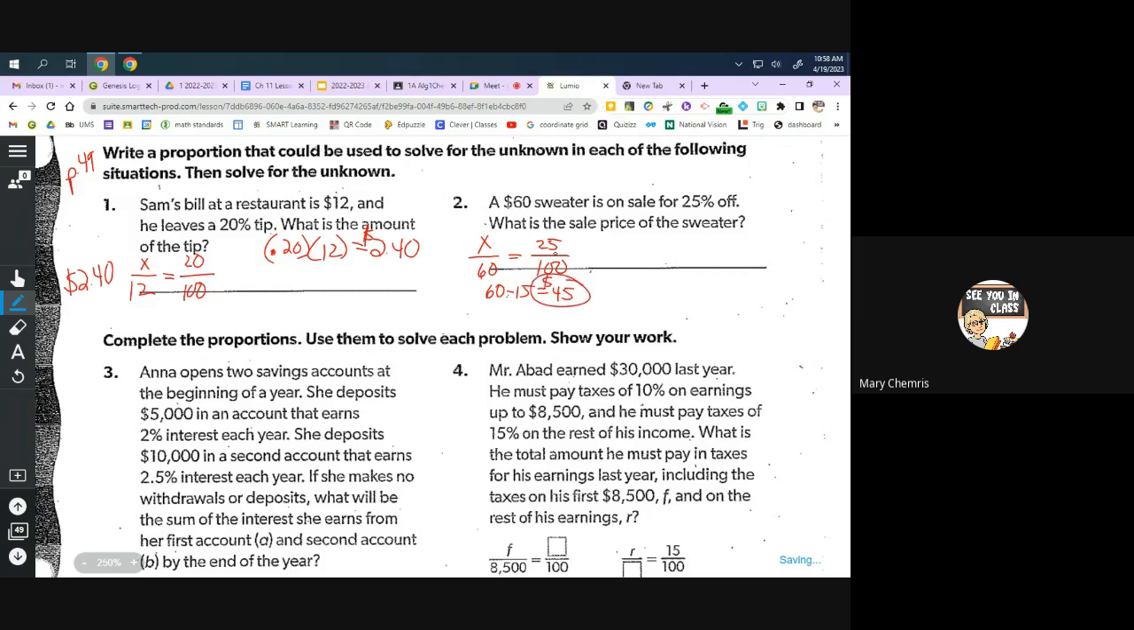But another way to look at this is to say, well, instead of telling me what 25% is and subtracting, I could just go right away to say, well, if I'm getting 25% off, I'm not paying 100%, I'm paying 75%. So what is 75% of 60? And you get your $45 answer right away. Okay? So now, these next two problems are a little more complicated.